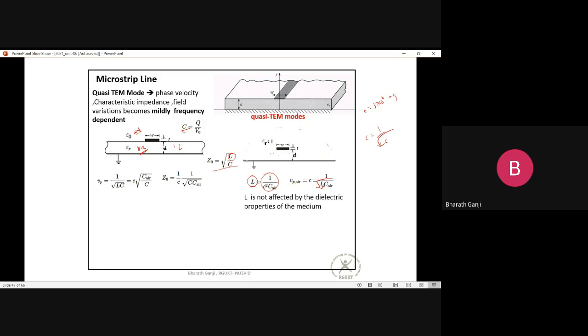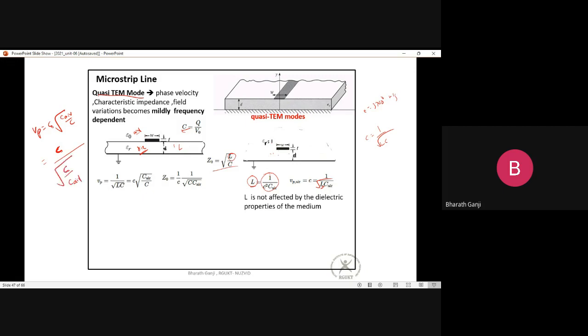So from this equation, if we assume a quasi-TEM wave propagates, on average I can assume that it is traveling with a phase velocity of c into square root of C air by C. How can we write this? Let us write it as c0 divided by, and I can write this as the square root of C by C air.